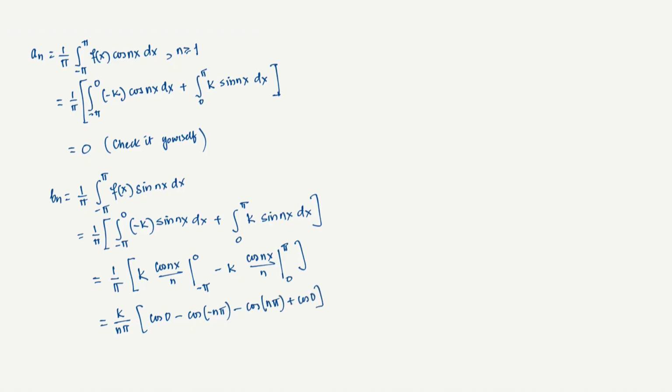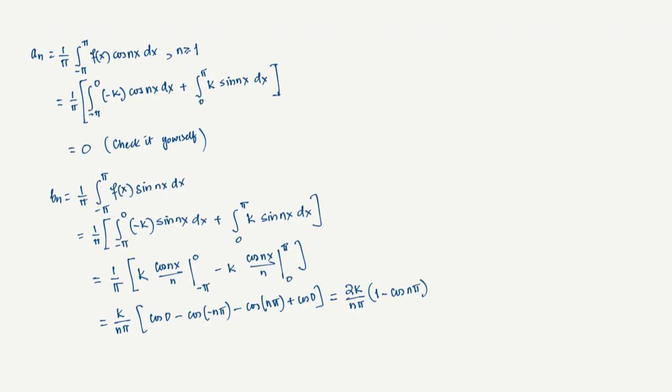So when you do these calculations, please do it carefully. Otherwise, there is a chance of making a mistake here. So it becomes 2k by n pi times 1 minus cosine n pi. Very simple. So you see, depending on whether n is positive or negative, this becomes 1 or minus 1, right?